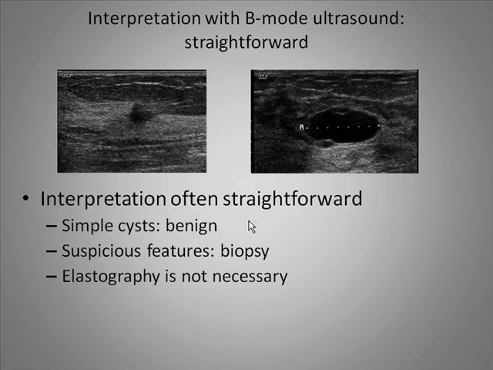When we see a classic simple cyst, that will always be a simple cyst, and we don't need elastography to help us call that normal. When we see an irregular spiculated hypoechoic mass, that is highly suspicious, and that will always need a biopsy, no matter what the elastogram shows.